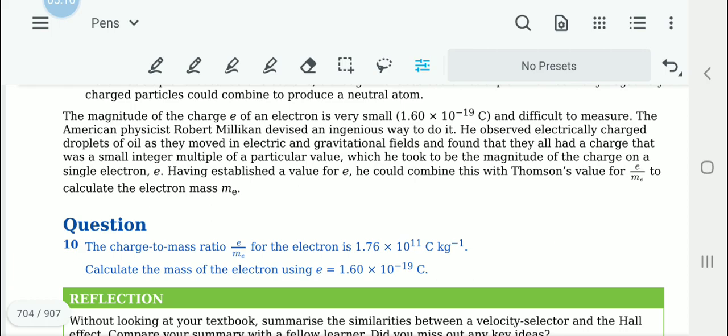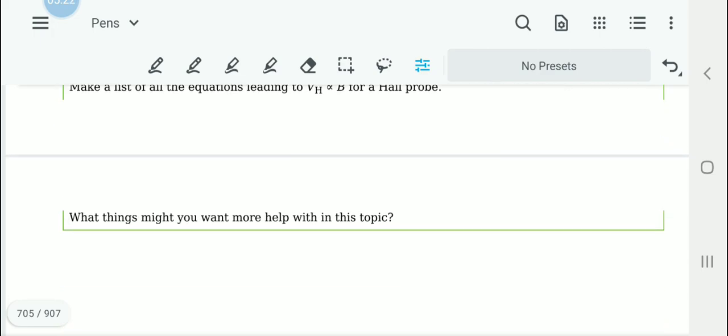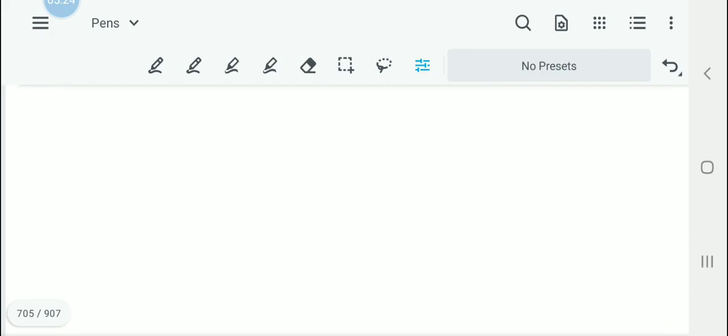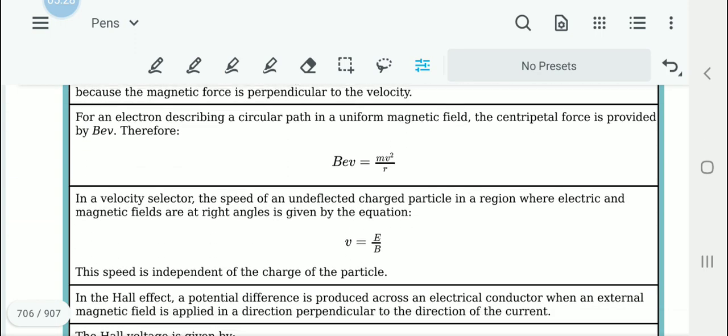That is not something that you need to know, but you need to know how to do the calculation, right? So question 10 would give you the idea of how to do the calculation. If you have any doubts, please ask me questions. If you do not have any doubts, please go to the end of chapter questions.